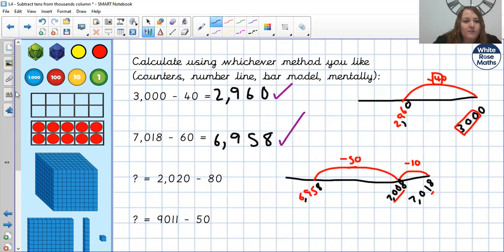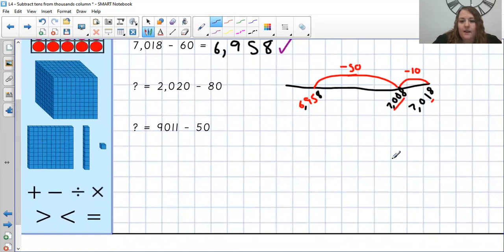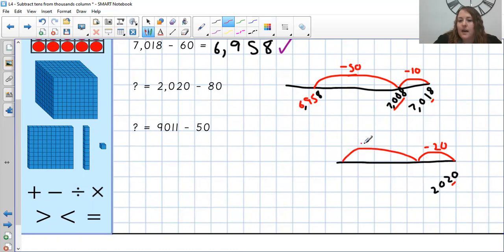Okay, just going to move my screen down for the last 2. I'm going to pop this one over here. My next question, something is equal to 2,028 take away 80. Hopefully, again, it doesn't faze you that it's just the other way around, but I'm still going to start with my 2,020 over here, and I need to take away 80. Now, because I'm starting with 20, I can do my jump of 20 first of all, and then I can do my jump of 60. And I know it has to be 60 because my 60 and my 20 together is equal to my 80 up here.